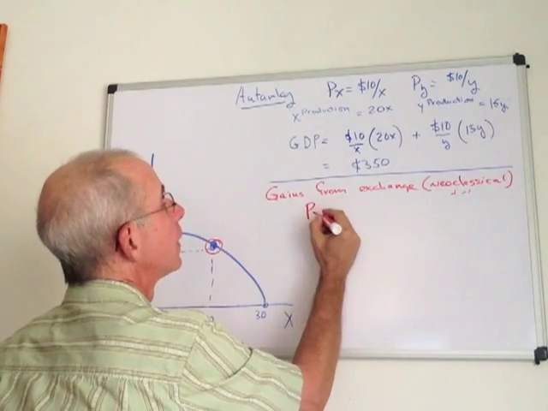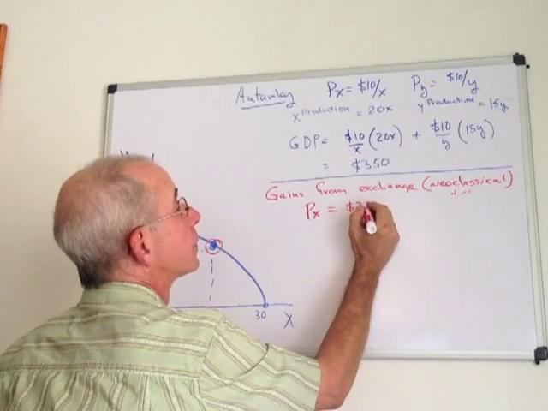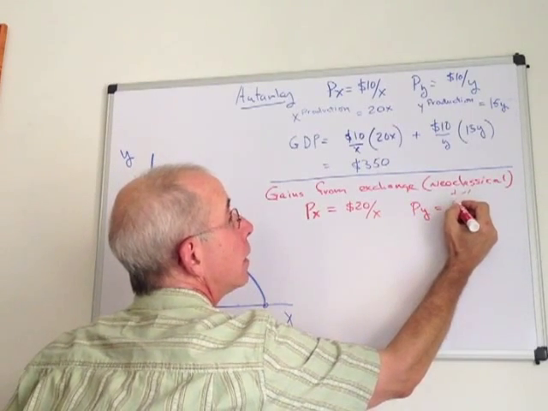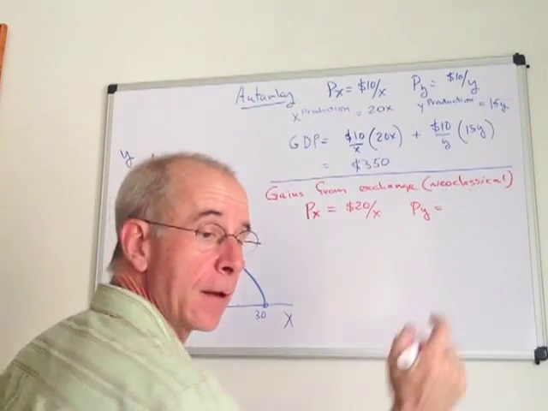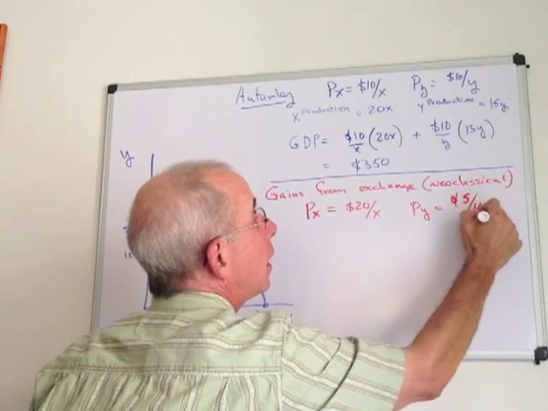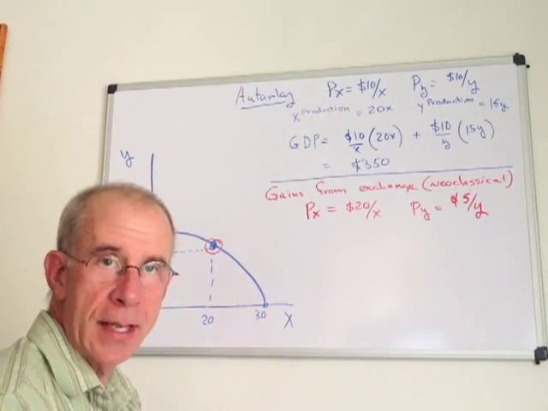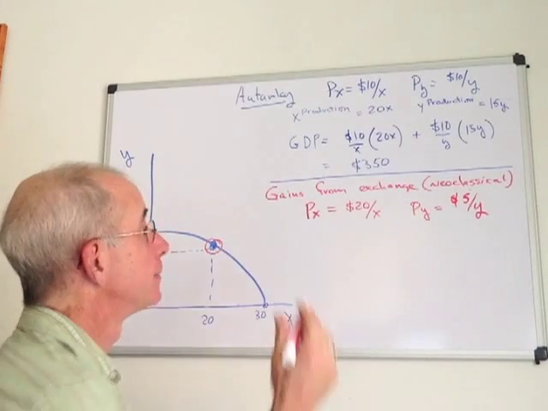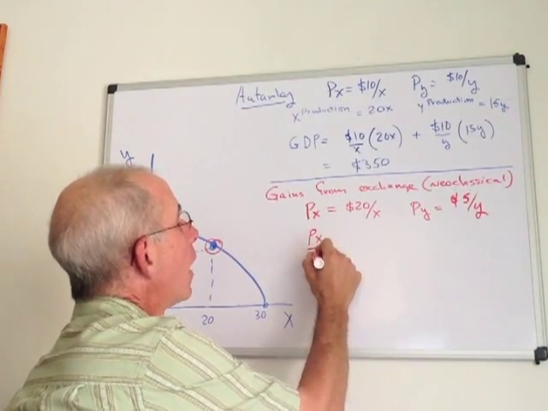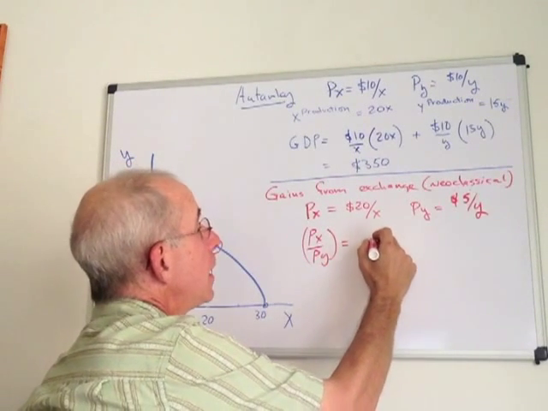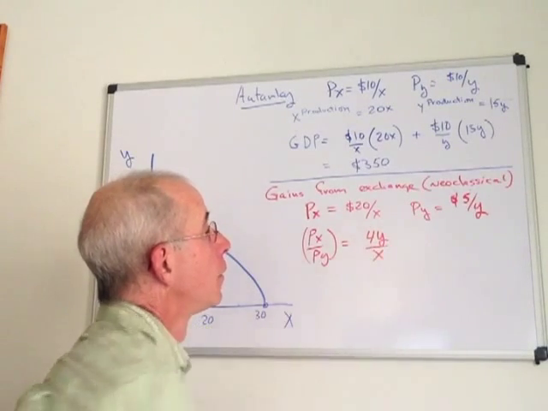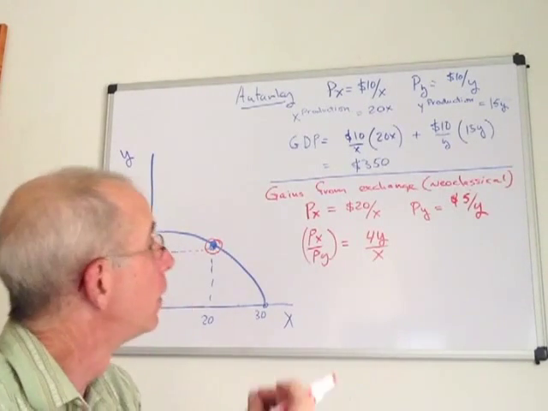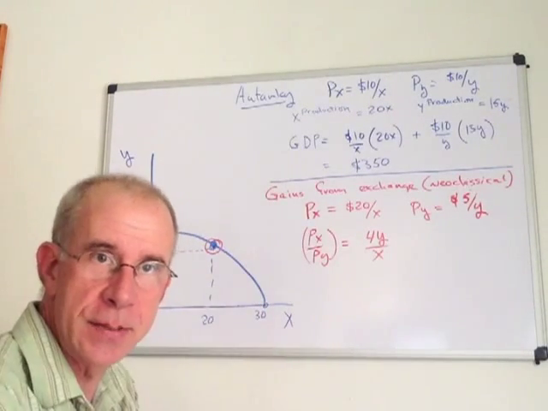And let's assume that on the international market, X goes for $20 for every X, and Y goes for $5 per Y. So this is an opportunity to sell X at a higher price on the international market than you can get domestically. Now, the relative price of Y then is going to be 4Y for every X. Now, what does that mean? That means that if you sell one unit of X, you get enough money to buy 4Y on the international market. X is four times as expensive.